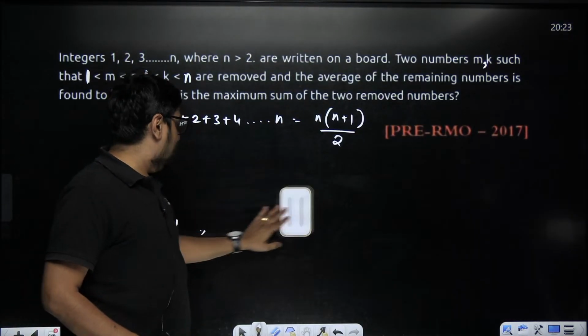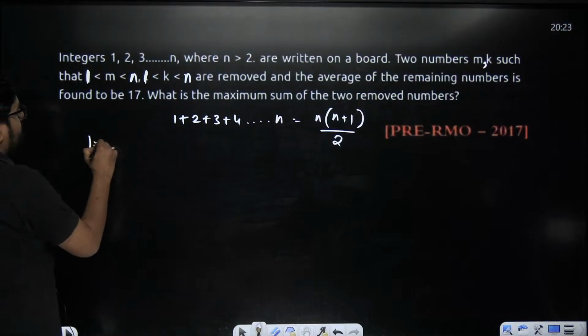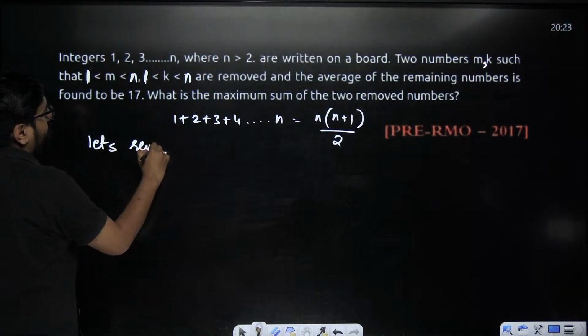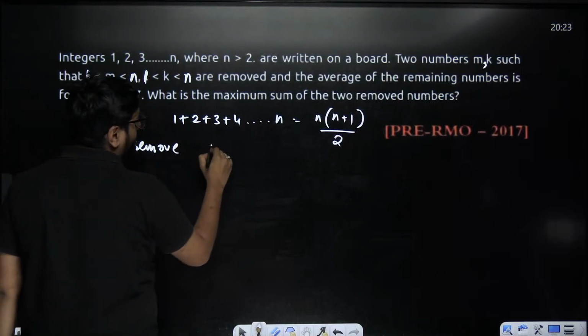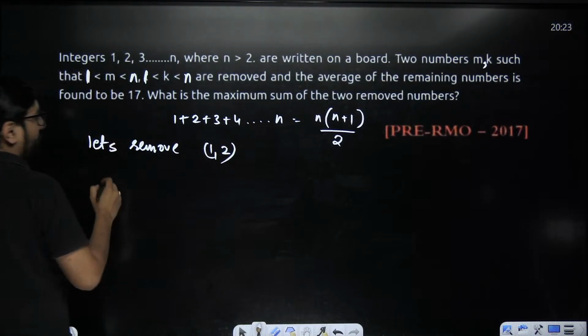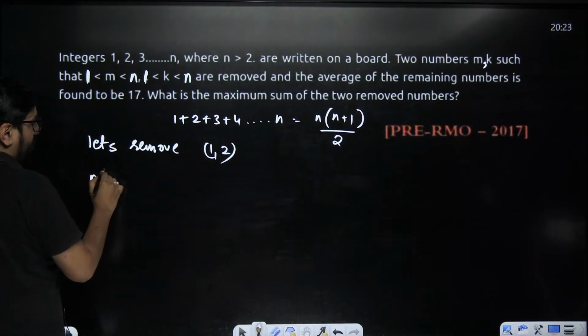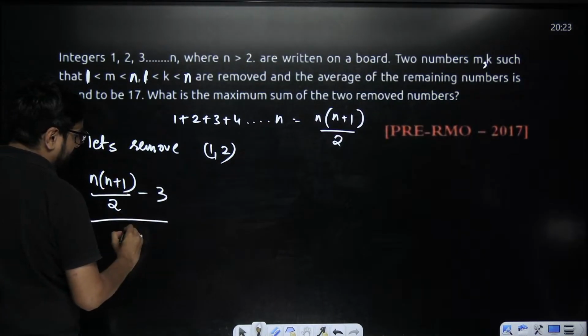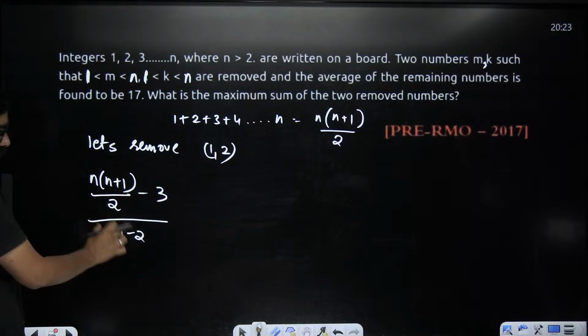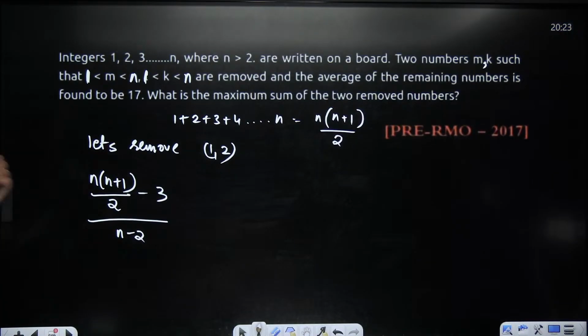So, let's remove the smallest of the numbers. 1 and 2 are the smallest two numbers. Let's remove 1 and 2. What will be the average? n into n plus 1 divided by 2 minus 3, divided by n minus 2, since two numbers are removed. What will be the value of this?